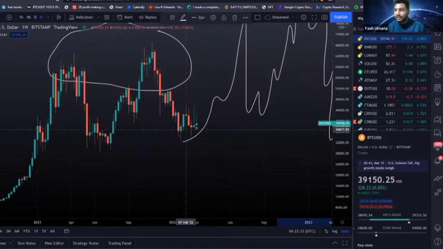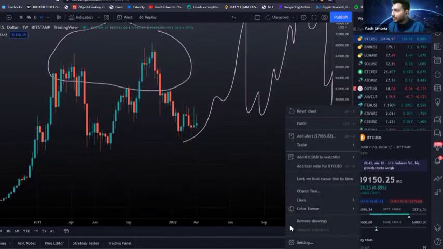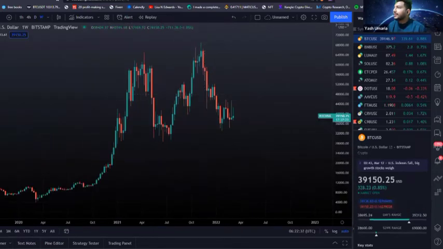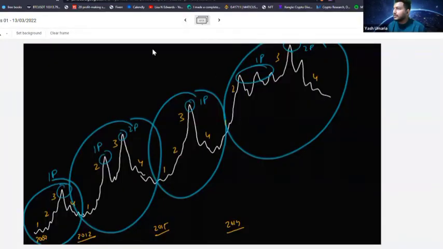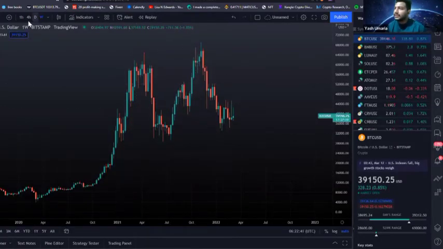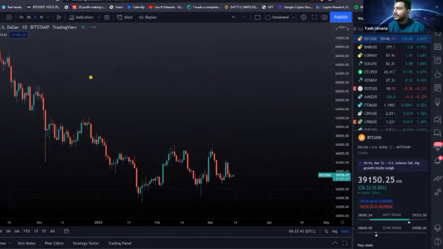But we need to see what happens next. Okay, great. So I think now it's clear why we are seeing a different pattern in this graph at this point, but still we are in the markup phase.